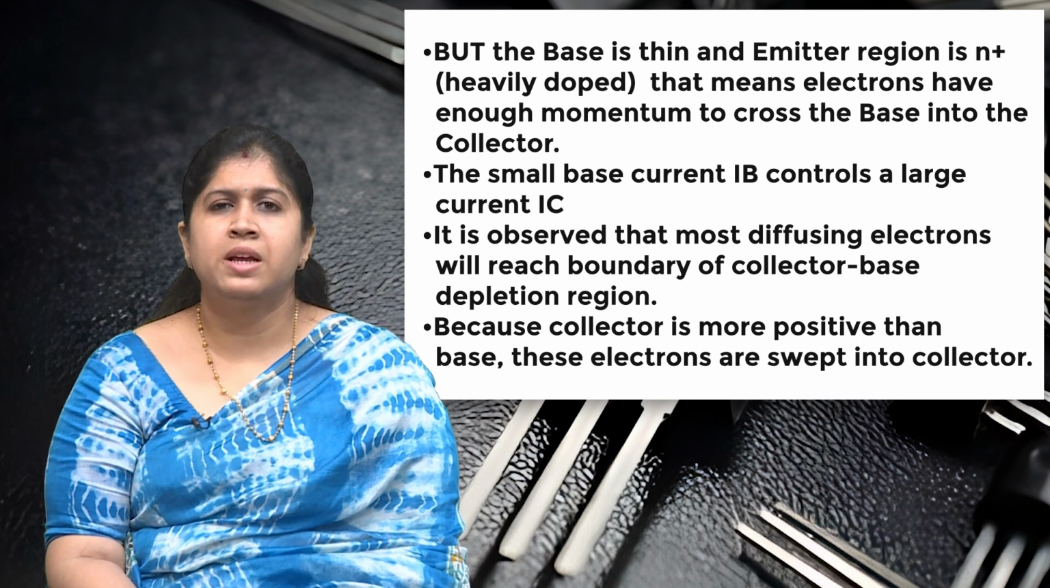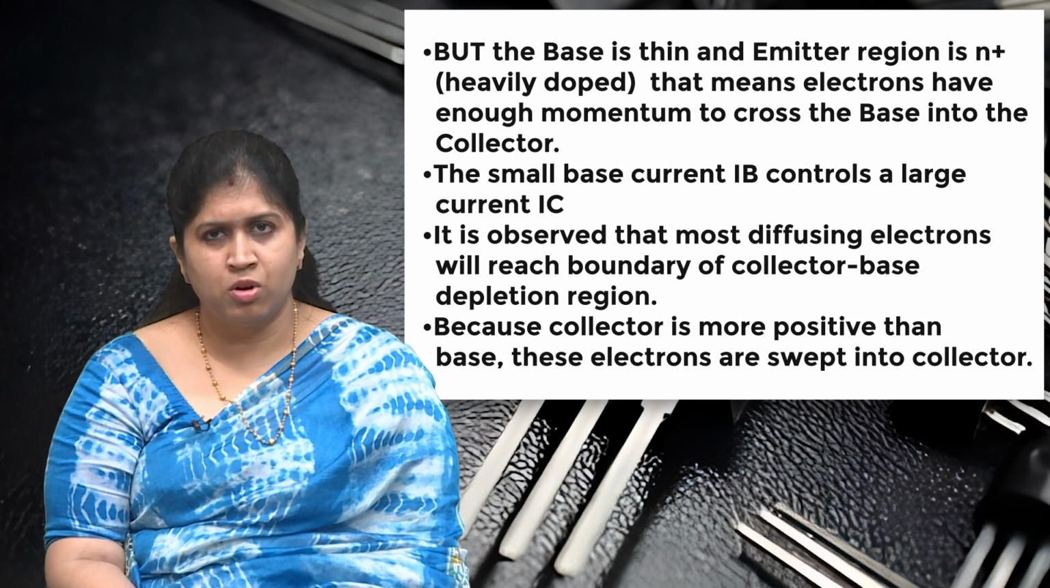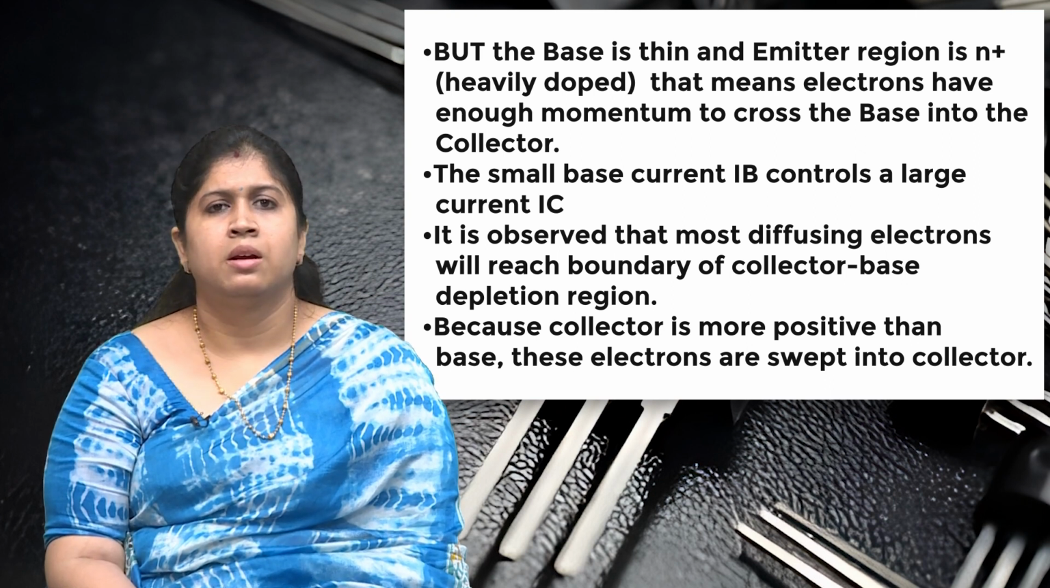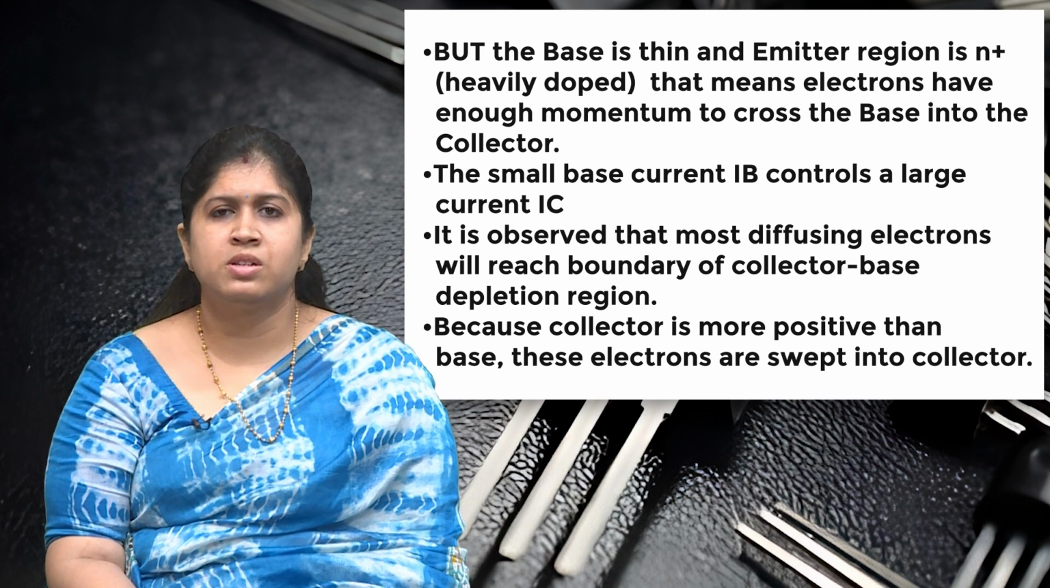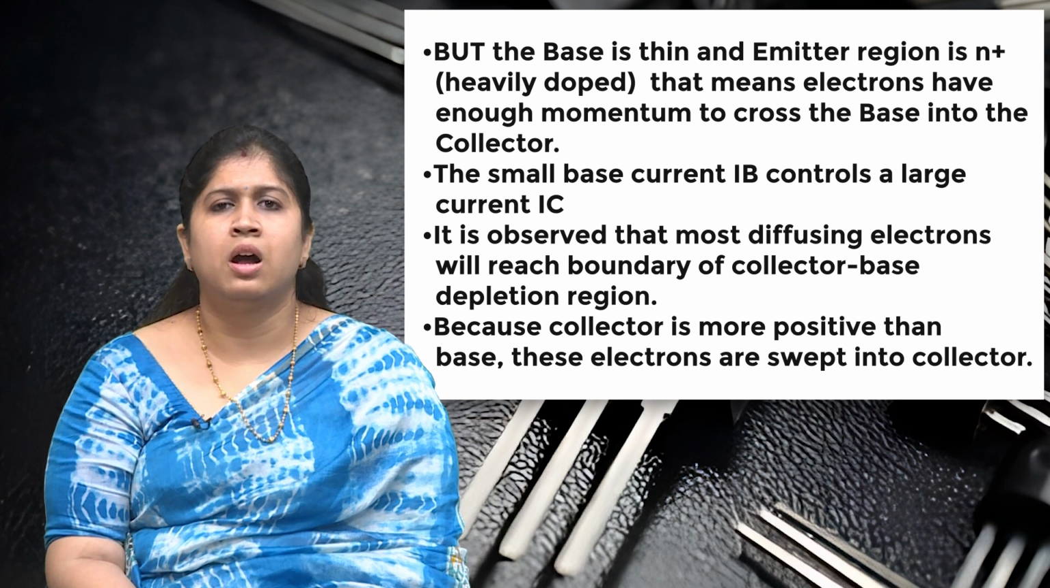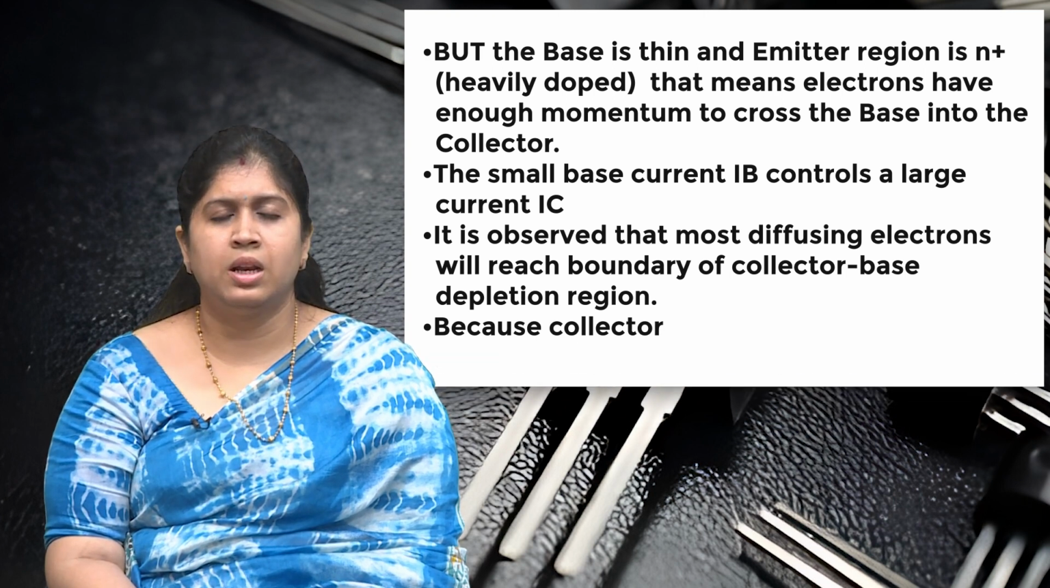The small base current IB controls a large current IC. It is observed that most diffused electrons will reach the boundary of the collector-base depletion region. Because the collector is more positive than the base, these electrons are swept into the collector.